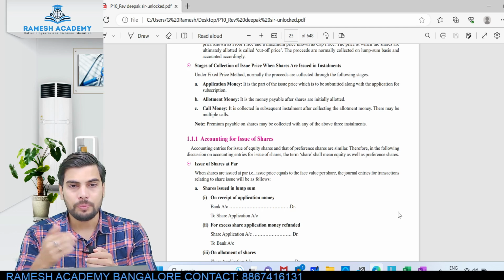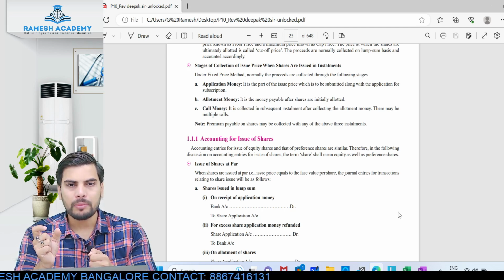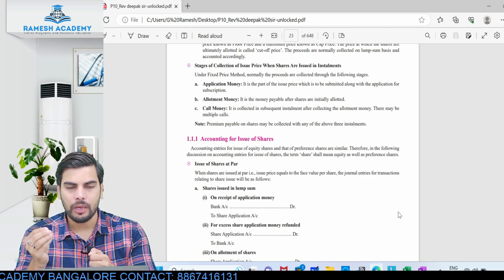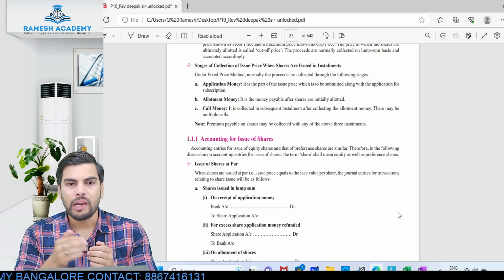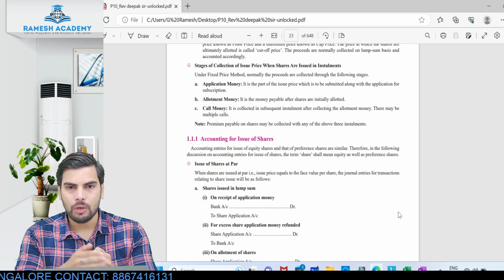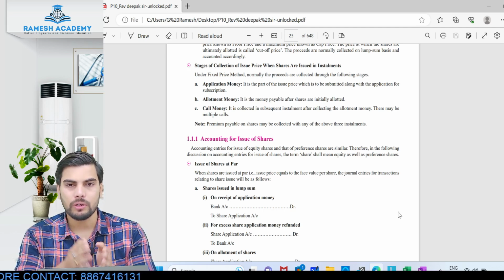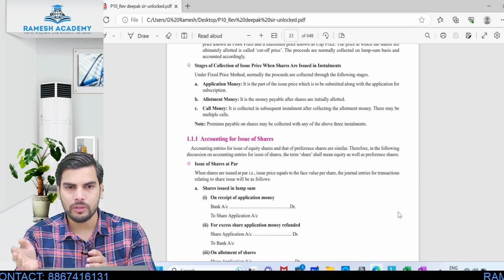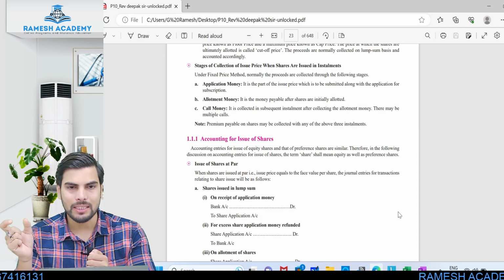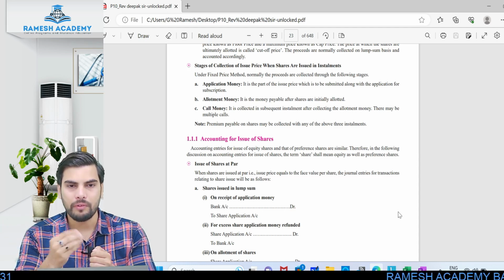So what is premium? Always remember, premium is something which is extra, or surplus. Whenever the issue price is greater than the face value, that would be treated as premium. A 10 rupees share, if I'm issuing it at 12 rupees or 13 rupees, the excess amount which I receive over and above the face value will be treated as premium.